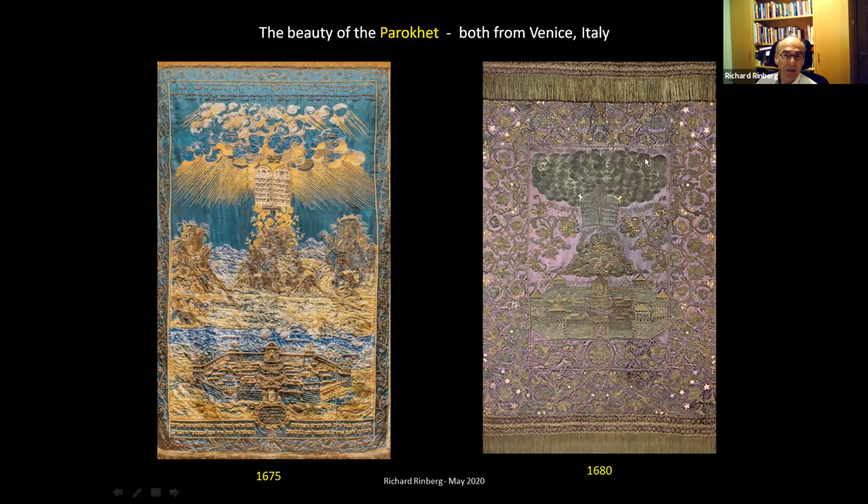And here again, you see the anan, right? The clouds here, and you can see these hands coming out and giving the luchot down. And here's a representation, very much a Renaissance representation of the perfect city of Jerusalem.